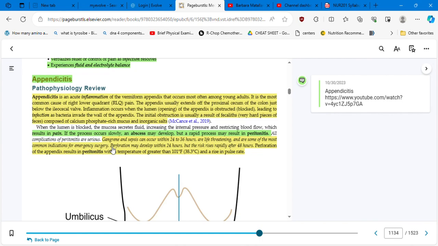It is enough time to go to the ER and be treated. Perforation may develop within 24 hours, but the risk rises rapidly after 48 hours. The problem here is that since this condition is among young adults, most of the people are in denial, so they wait until the very last minute to take action. Perforation of the appendix results in peritonitis with a temperature of greater than 101 and a rise in pulse rate.